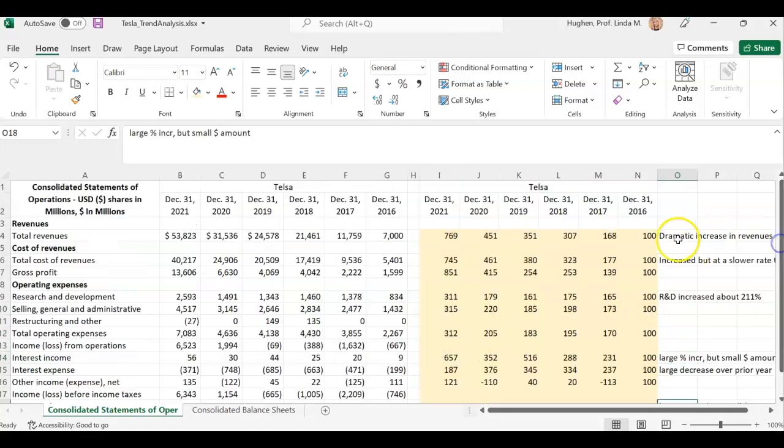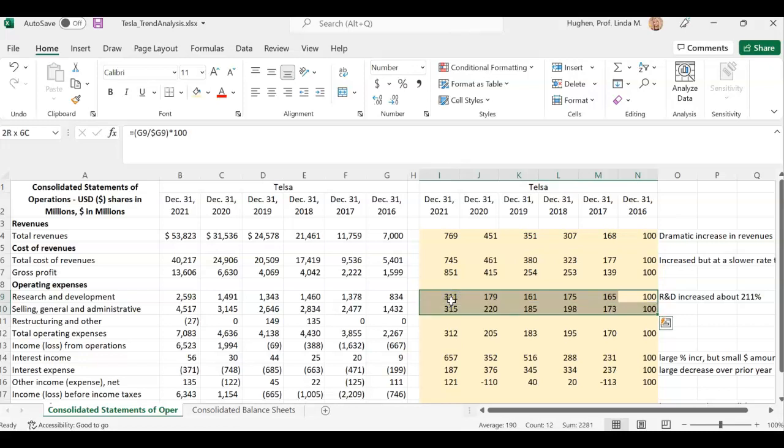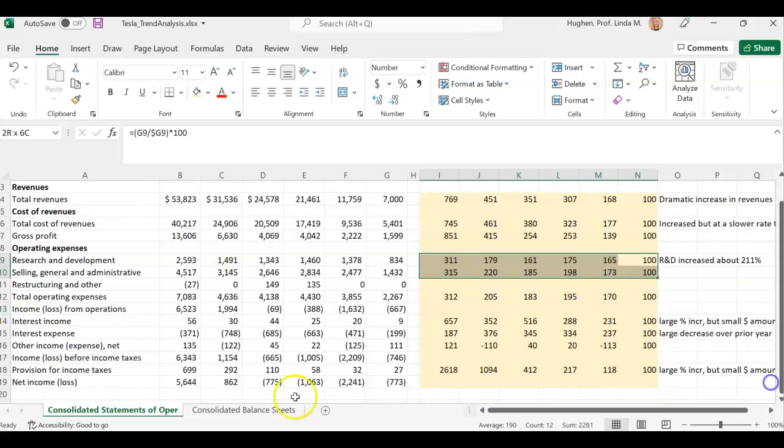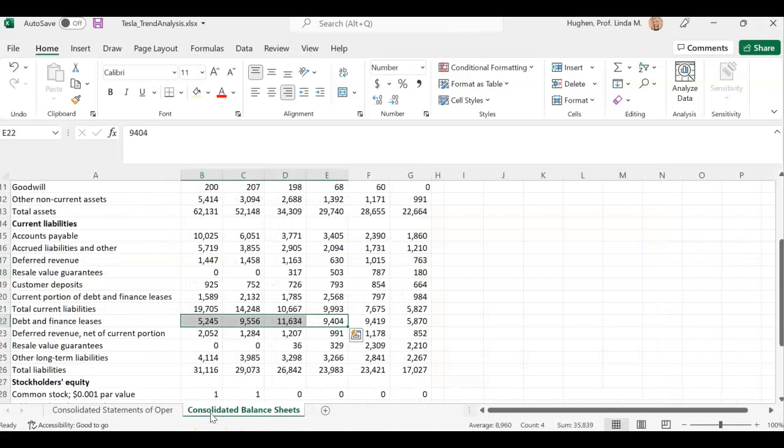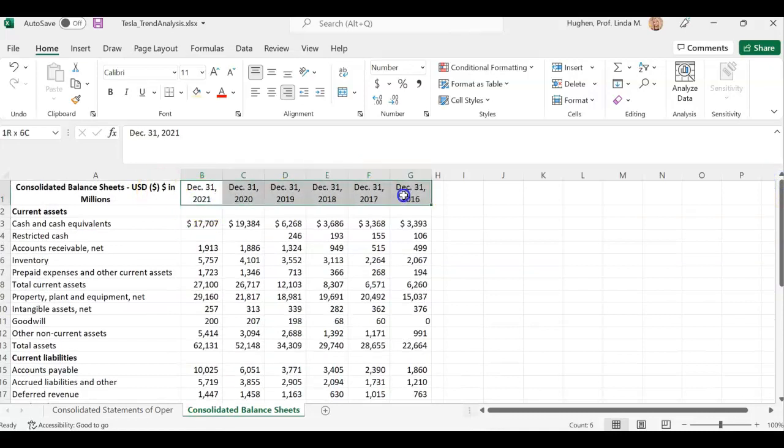What are we taking away here? This dramatic increase in the revenues that were more pronounced than the increase in cost of goods sold, and not nearly as dramatic an increase in research and development and selling, general, administrative expenses, which means there was a very, very large increase in net income over the period. Now let's move to the balance sheet, and let's start with doing our trend analysis of our balance sheet items.